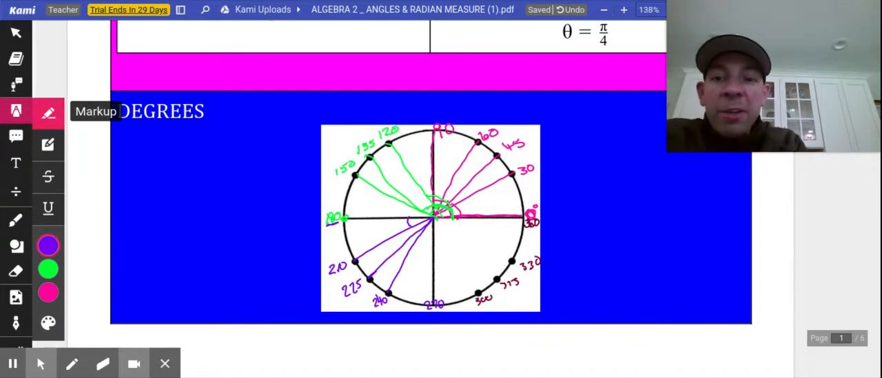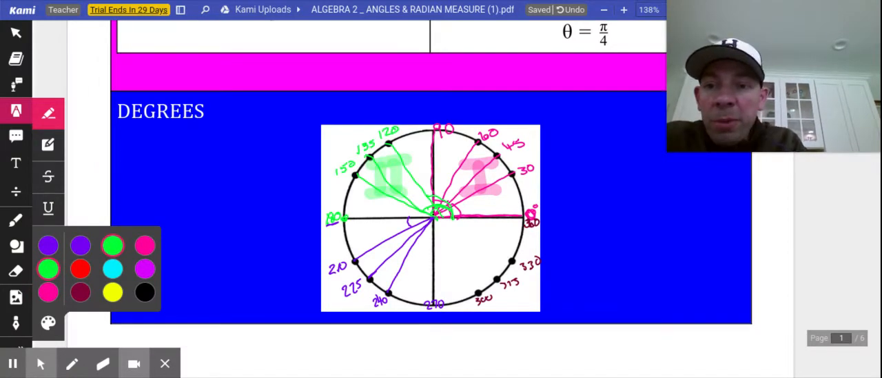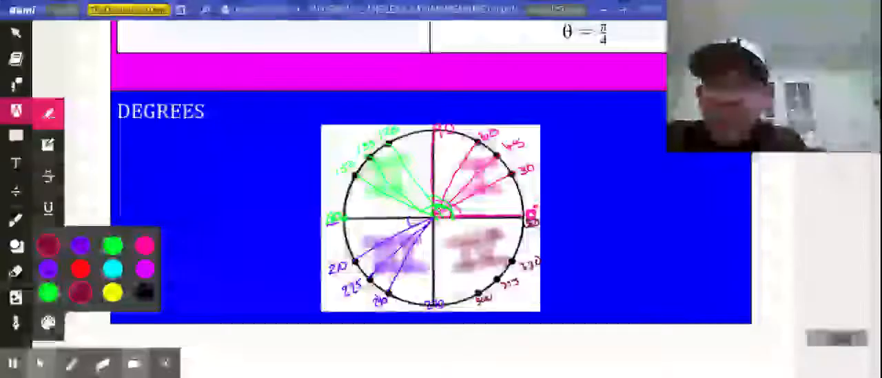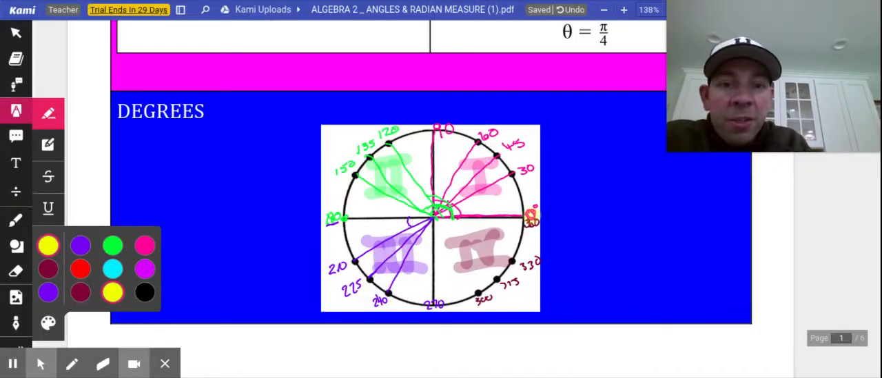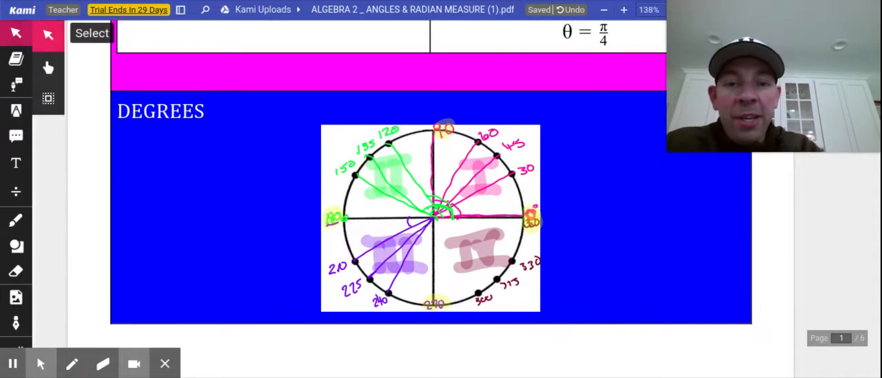Now, a lot of these angles fall within a specific quadrant. All of my pink angles are what we consider quadrant 1. All the green ones are quadrant 2. All of those purple ones are quadrant 3. And these dark red ones are quadrant 4. We use Roman numerals. And then you've got these strange birds like the 0, the 90, the 180, the 270, and then back to the 360. Those do not fall within a specific quadrant. Those are what we call quadrantal angles.